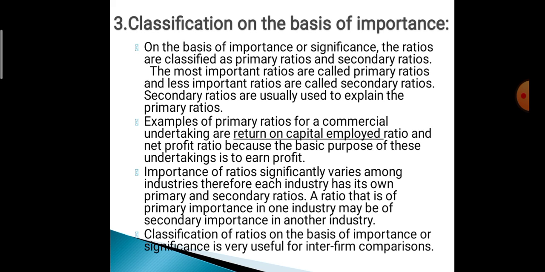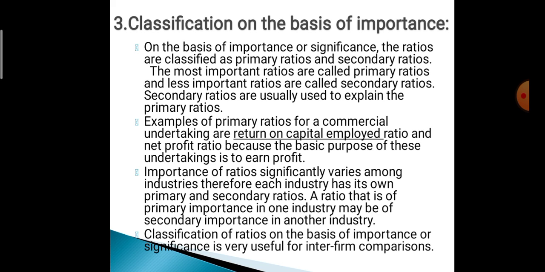Importance of ratios significantly varies among the industries. Therefore, each industry has its own primary and secondary ratios. A ratio that is of primary importance in one industry may be of secondary importance in another industry. So, classification of ratios on the basis of importance or significance is very useful for inter-firm comparison.